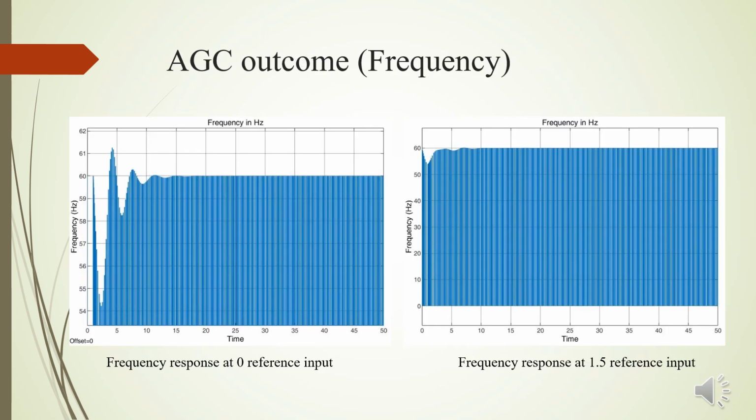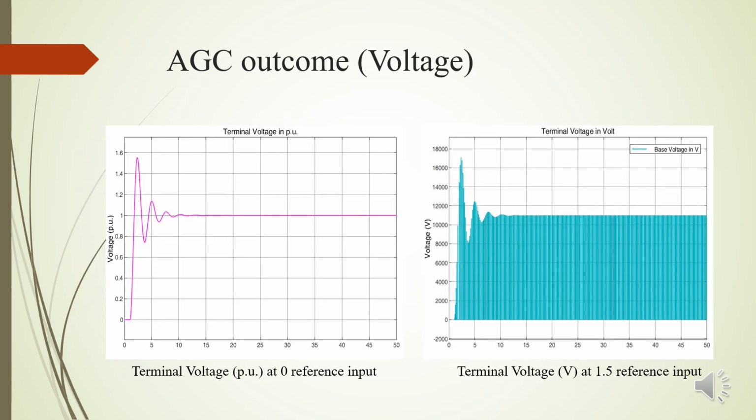Now we are observing the AGC output in terms of frequency. The first graph shows a noticeable undershoot below 54 Hz and overshoot above 61 Hz, stabilizing at 60 Hz after approximately 10 seconds. The second graph demonstrates a smoother response with a quicker stabilization around 60 Hz within about 5 seconds, indicating enhanced frequency stability and system efficiency.